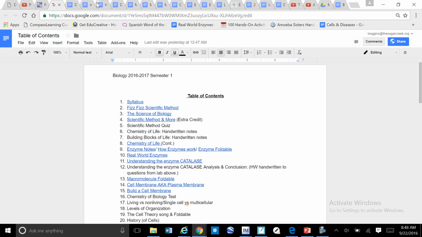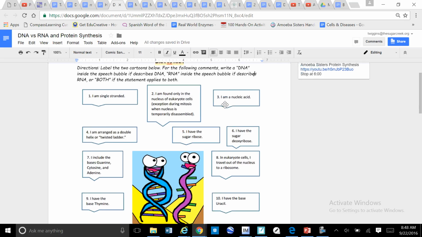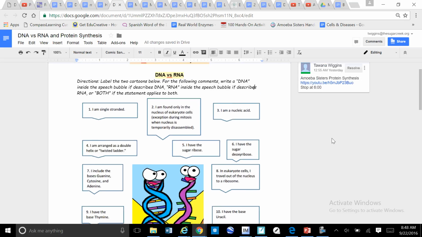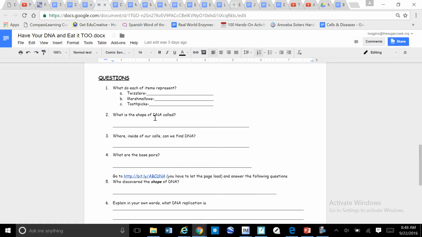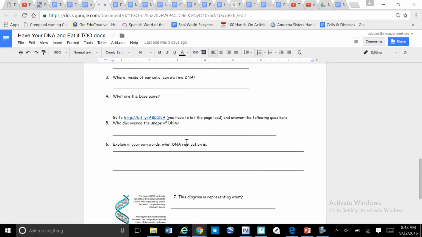Okay, this is the sheet that you want to have in front of you. While we're looking at this sheet, some of you put the wrong information on your DNA notes too. For instance, down here, where it says who discovered the shape of DNA? Not Chargaff. Chargaff came up with the rule of base pairing. Who discovered the shape? Watson and Francis Crick. Now let me give you a little history.